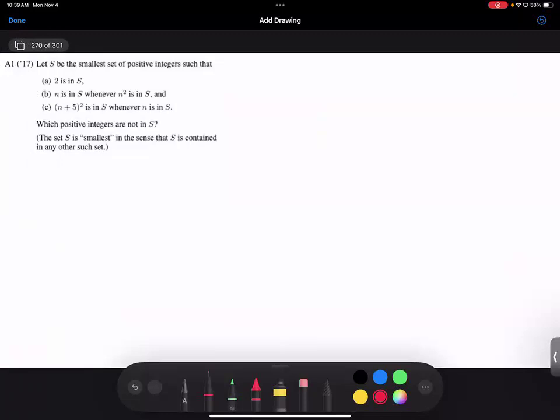Normally the way you tell if something is in your set is you look at the stuff before it, and you use the stuff before it to determine whether or not it's in. Here, I'm telling you n is in if n squared is in. And n plus 5 squared is in S whenever n is in S. Which positive integers are not in S? And again, S is the smallest set that satisfies these conditions.